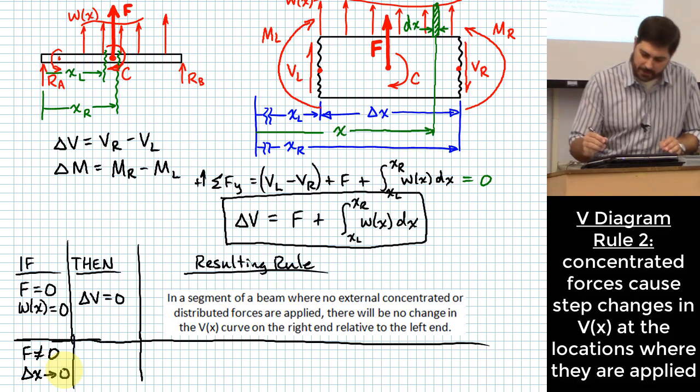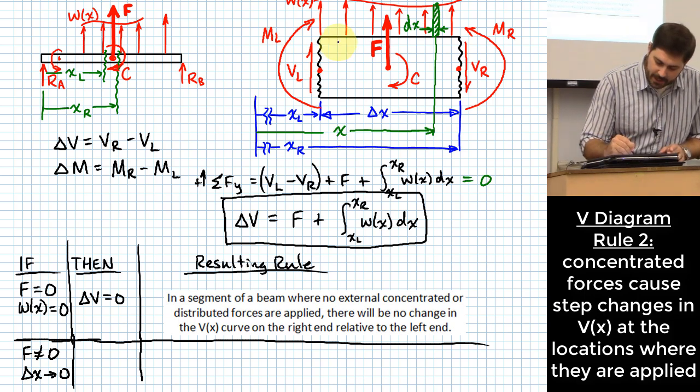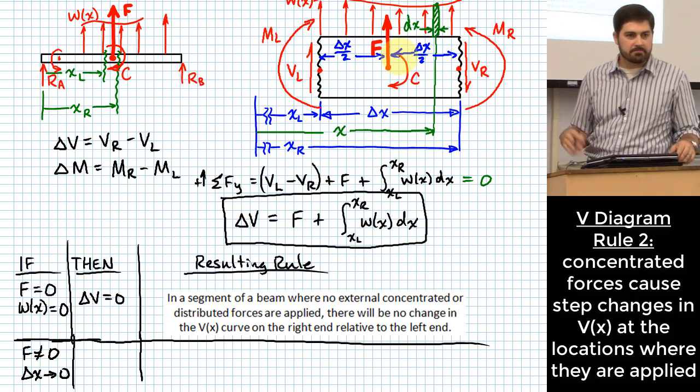Okay? Let me add one little thing on here and say, I'm kind of presuming here, even though I didn't say it, that I've got delta x over 2 and delta x over 2 as far as my widths of this element relative to the middle where these two things are being applied. Okay?